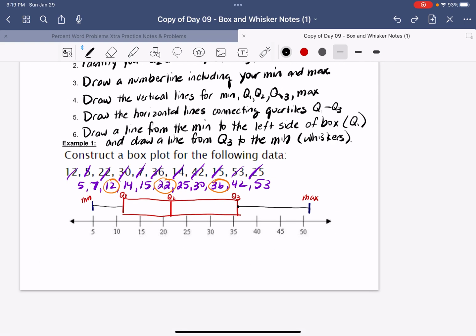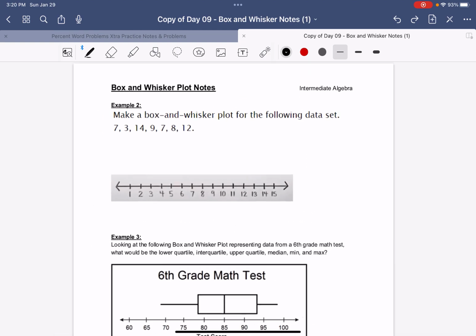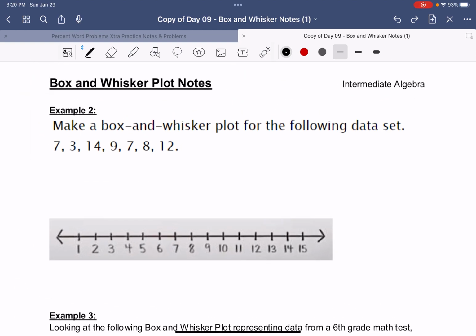Okay, so let's look at page 2. All right. Looking at this other example, what's the first thing we do? Well, what I'd like you to do is to go ahead and pause the video for a second and see if you can solve this yourself. Once you're done, unpause the video and compare your box and whisker plot to mine to make sure that you got it correct.